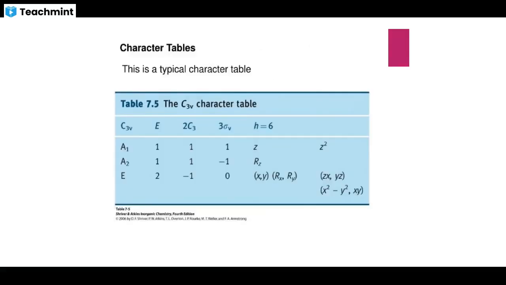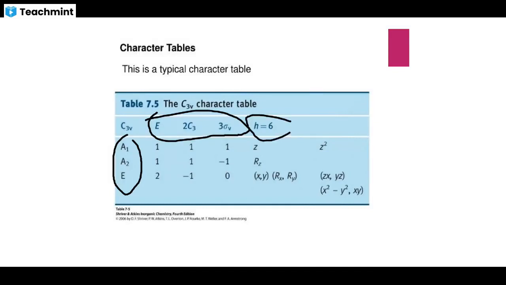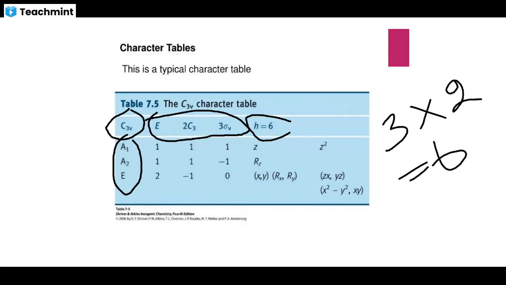This is a character table. You should know this symmetry element C3V, E, 2 C3 and 3 sigma V, and these are irreducible representations. And this is the order of the point group. You should easily find the order of the point group from this. C3 means 3, V means 2, so 3 into 2 is equal to 6. So you should apply this concept to directly find the order of the group.